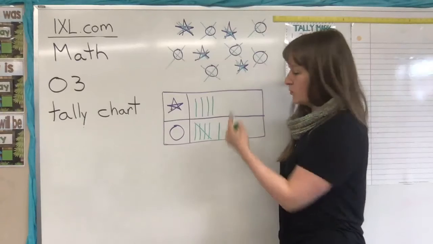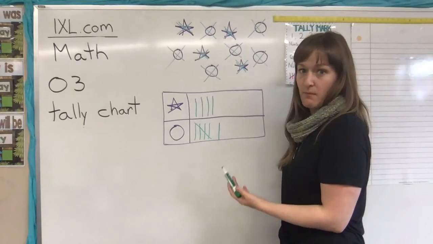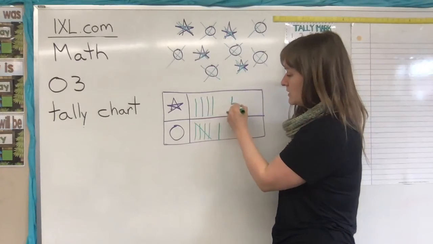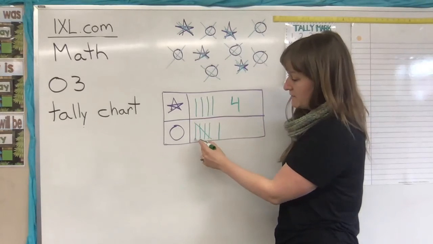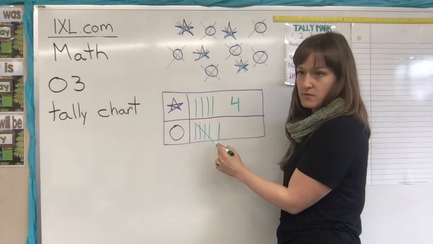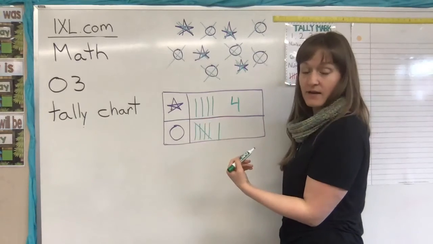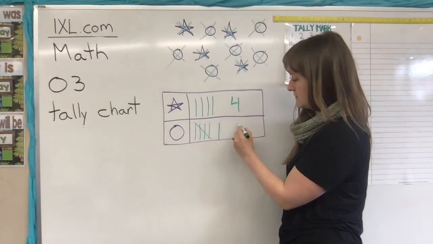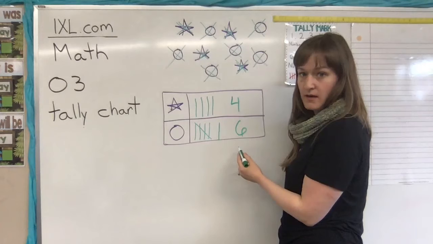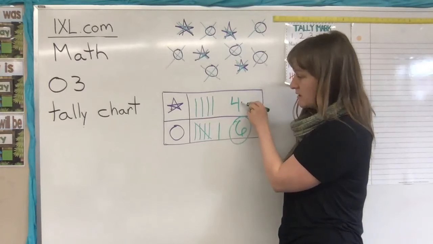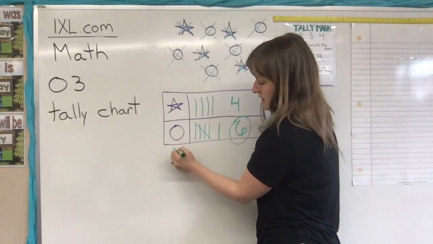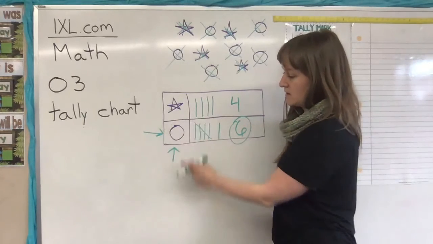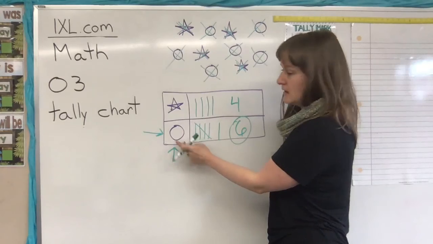Which one has more? Which shape was represented with more in our group of shapes? So we have 1, 2, 3, 4 tally marks here. And we have 5. I don't need to count each individual one because when there's a line across, then I know that that is 5. 5, 6. Which shape has more? 6 is bigger than 4. So this one has more than this one. The circle has more shapes represented than the star.